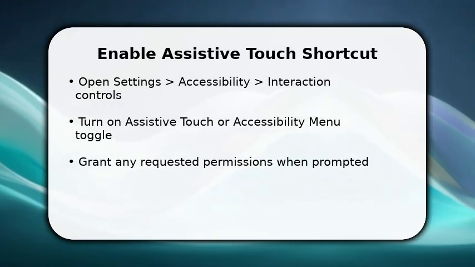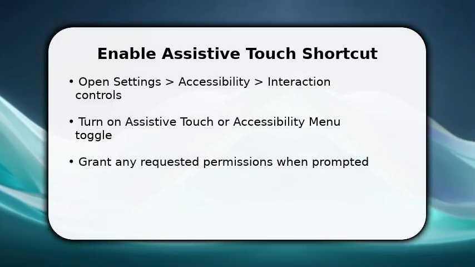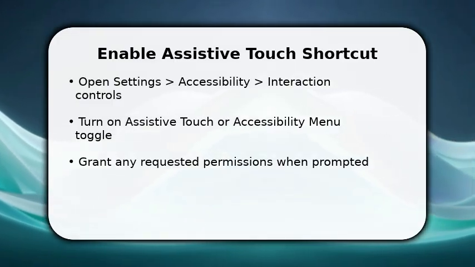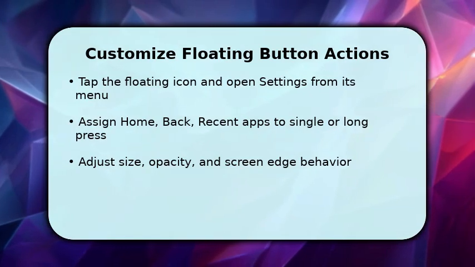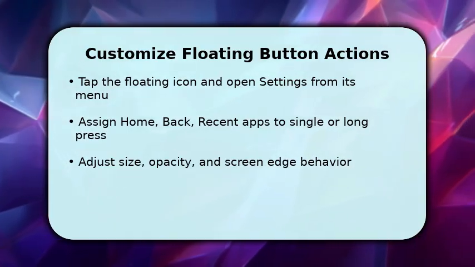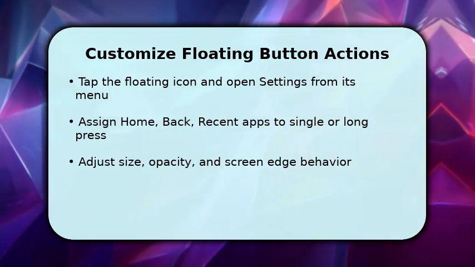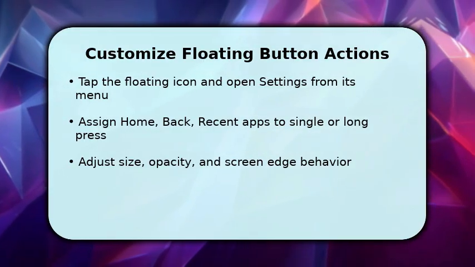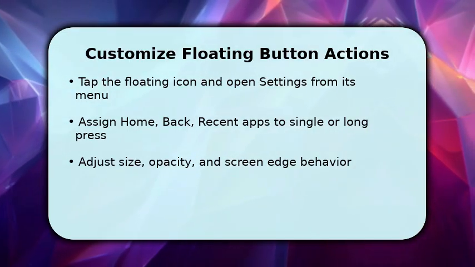You use it because it avoids rooting and restores core navigation quickly, and it's reversible if you want the original gestures back. Continue by customizing what the floating control does so it behaves like your original home button. Tap the on-screen icon, choose its settings, and assign home to a single press. Set back or recent to long press if desired. Make sure to adjust size and opacity so it's unobtrusive but reachable.